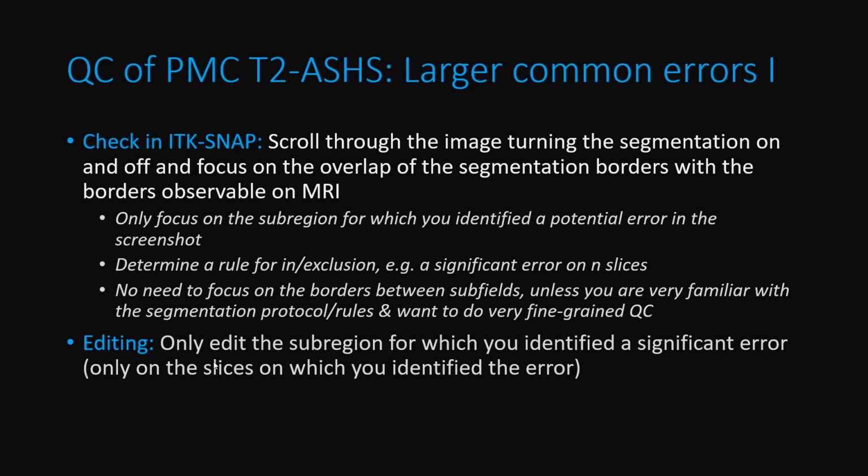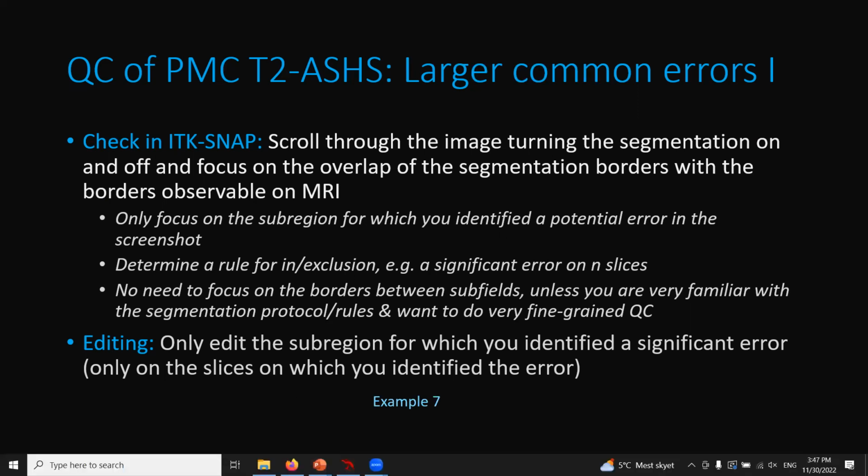And then if you edit, only edit the subregion for which you identified a significant error. And the reason for that is that you're also not editing any other cases. So if you don't flag a case, you wouldn't edit any other segmentation mistake. So you don't want to do that in any of the cases, just where the error is too big. And you only want to edit on the slices on which you identified the error. So I want to now show this example.